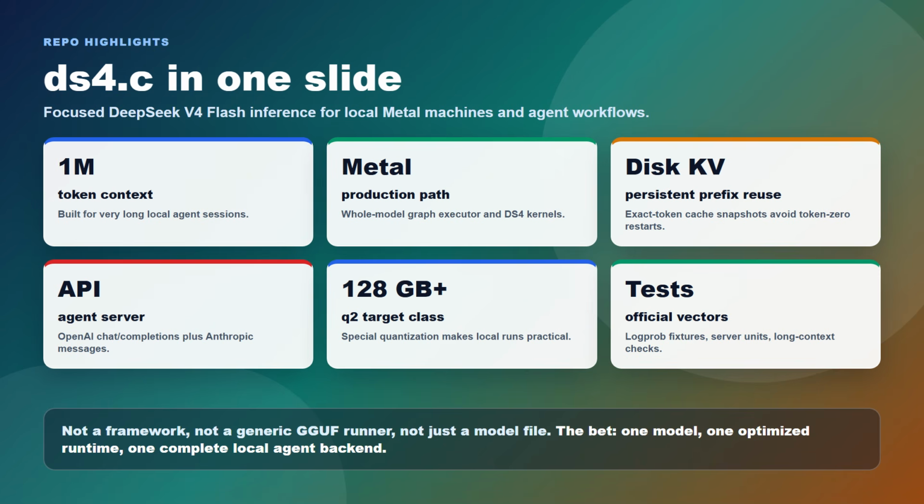It uses the disk-backed KV cache and has both OpenAI and cloud-compatible APIs. In other words, it is designed not to be just a model file inference engine, but a local agent backend. So if you are running agent workflows, this model will be very interesting. It can run entirely locally on your Mac with 128 gigabytes for the quantized Q2 version model. Let's dive in a little bit, and then I will do a demo on it.